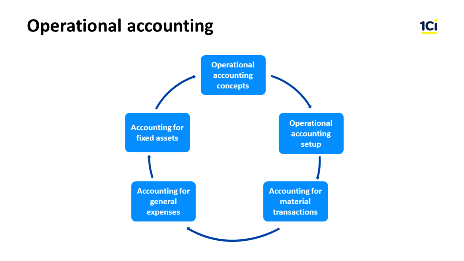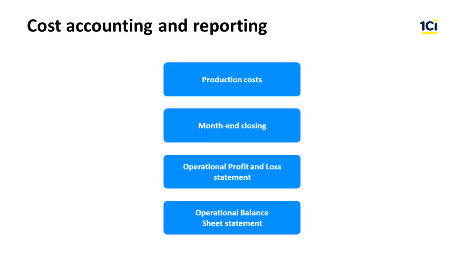In 1C ERP, documents and operations are initially recorded in the operational accounting registers. We'll review the concepts of the operational accounting in 1C ERP. We'll get to know the setups required for the operational accounting. We'll consider how the different groups of business operations, such as material transactions, general expenses, fixed assets, are recorded in the operational accounting registers. Then we'll examine the production costing functionality.